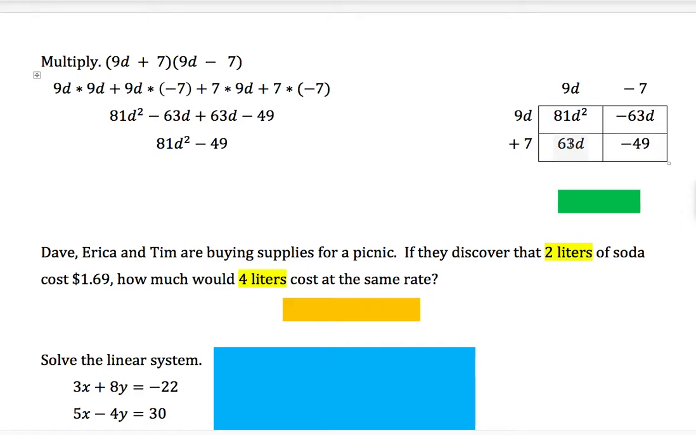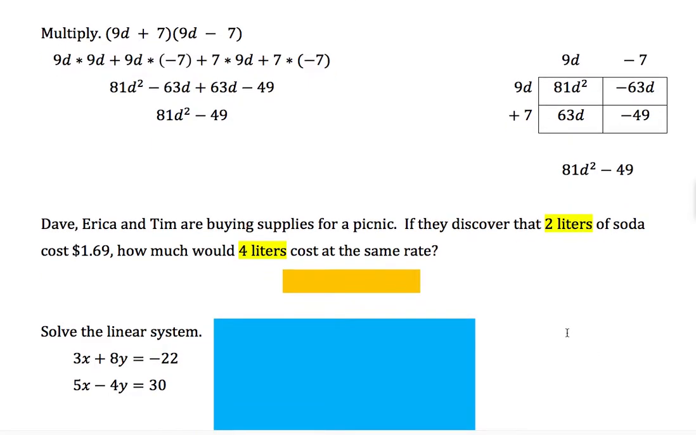And one thing to remember is that you can draw these little diagonal lines, and it kind of separates the like terms. So 81d squared is on its own. And then these two middle terms, you would combine those, and they will cancel each other out. And then we're left with -49 at the end. And notice that we get the same answer whether we FOIL or do the box method.